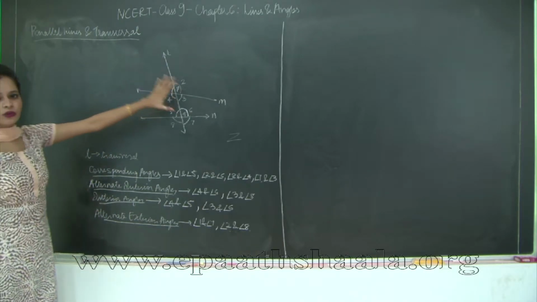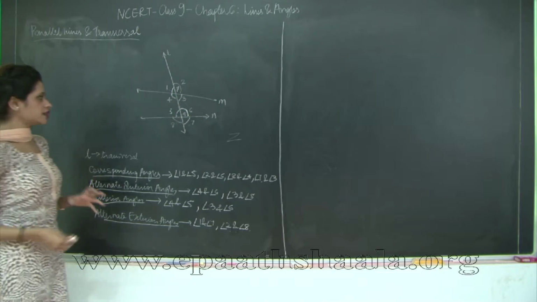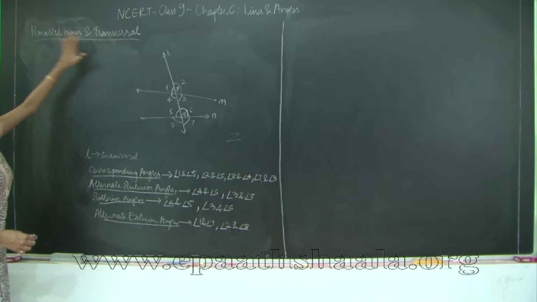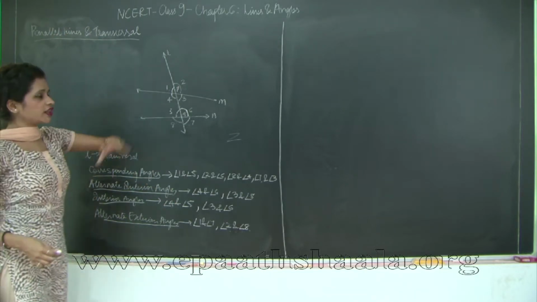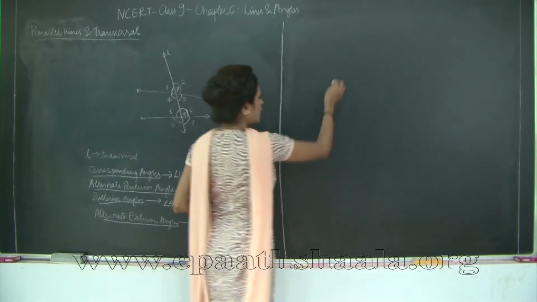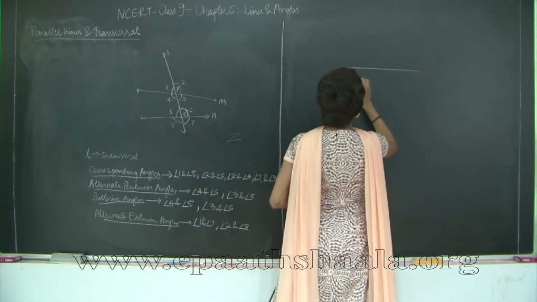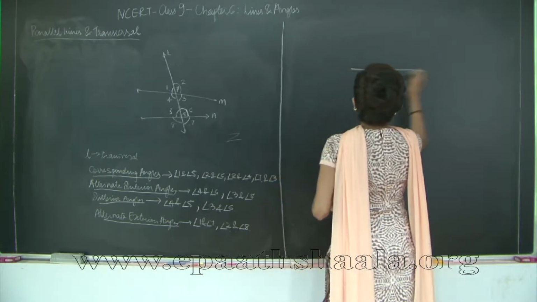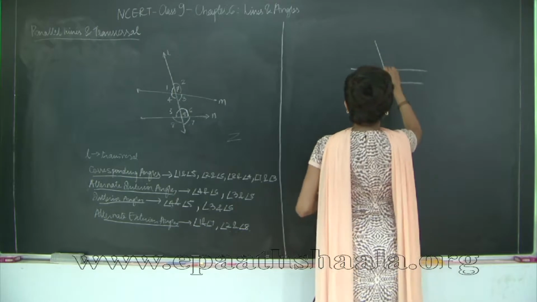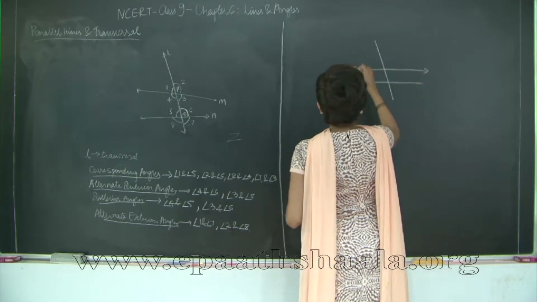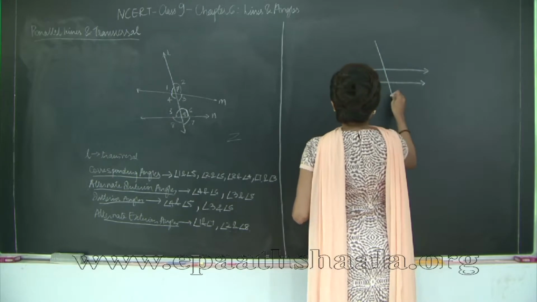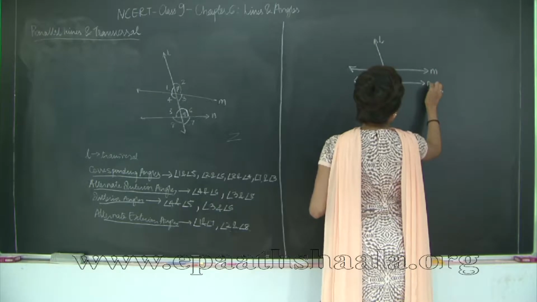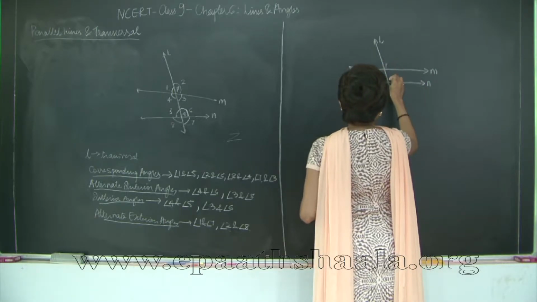But here M and N were just two simple lines. We did not consider whether they are intersecting or whether they are parallel. But now we are going to talk about parallel lines and a transversal. So let's see what happens when the two lines are parallel. So I'll draw two parallel lines, and I'll give the same naming convention. That is, I have transversal L intersecting lines M and N in two distinct points P and Q.